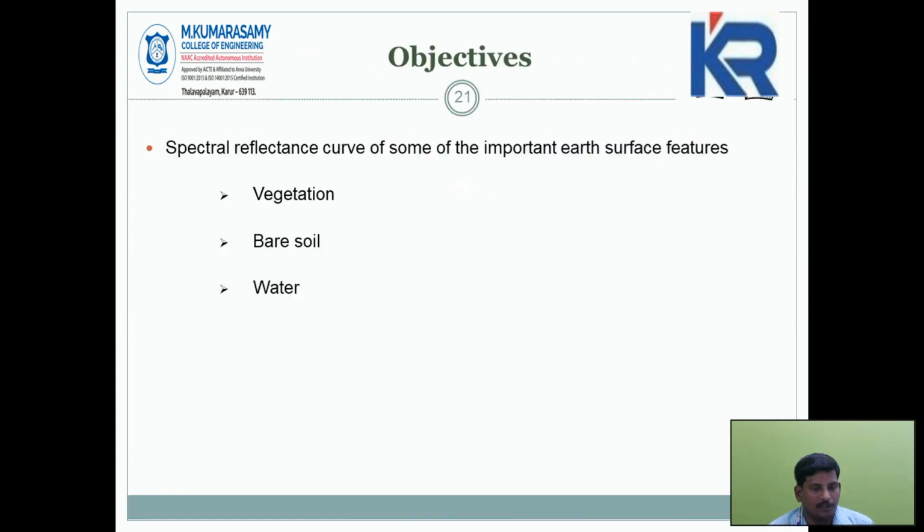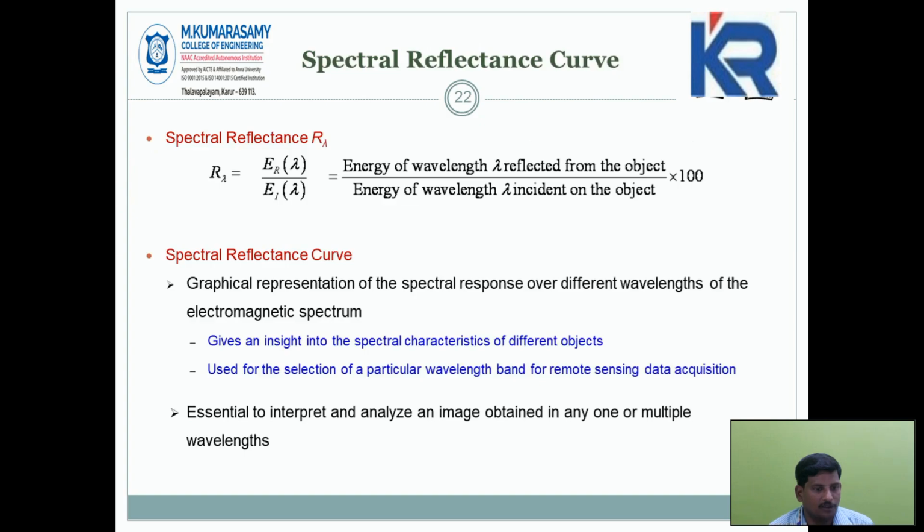Now some spectral reflectance curves. The Regional Remote Sensing Center in Bangalore deals mainly with agriculture fields. There they gave some introduction about the spectral reflectance of vegetation, soil and water. Spectral reflectance is the ratio between the wavelength reflected from the object and the wavelength incident on the object. Based on the reflectance, a particular type of object can be identified.